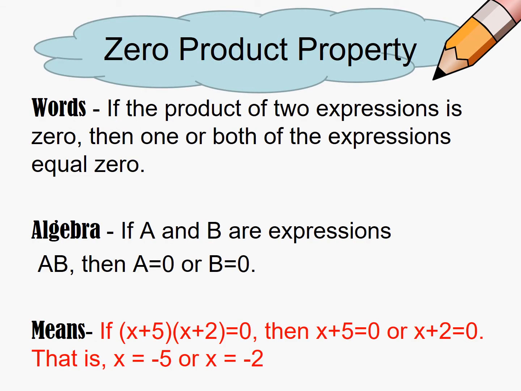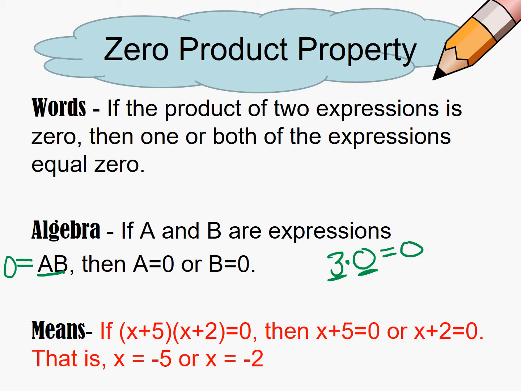Before we start with any example problems, we have to talk about something called the zero product property. In words, that means that if the product of two expressions is zero, then one or both of those expressions must have been equal to zero. In algebra, if a times b is equal to zero, then a or b has to be equal to zero. So if 3 times 0 is equal to 0, one of the things that we multiplied had to be 0 in order to get back 0.